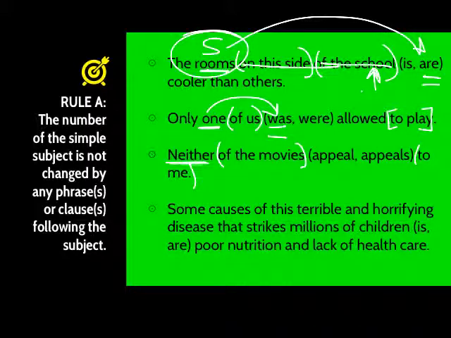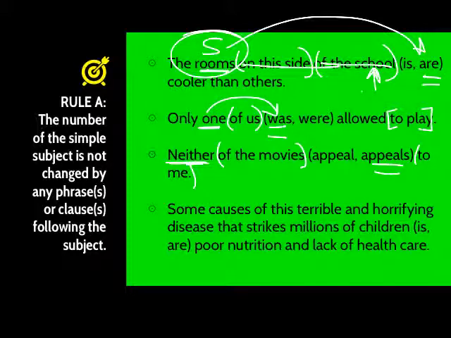Our subject is neither, and since it's singular, we need to have the singular form of the verb, which is appeals rather than appeal. It's a little counterintuitive. A lot of verbs ending in S are singular verbs as opposed to the plural verb that has no S. But neither appeals to me. If you take the phrase out, you can hear what's correct.